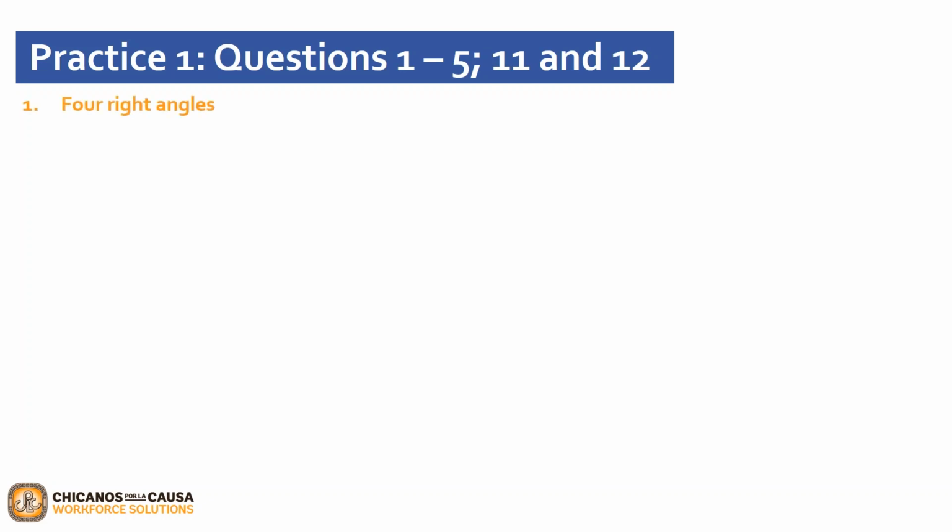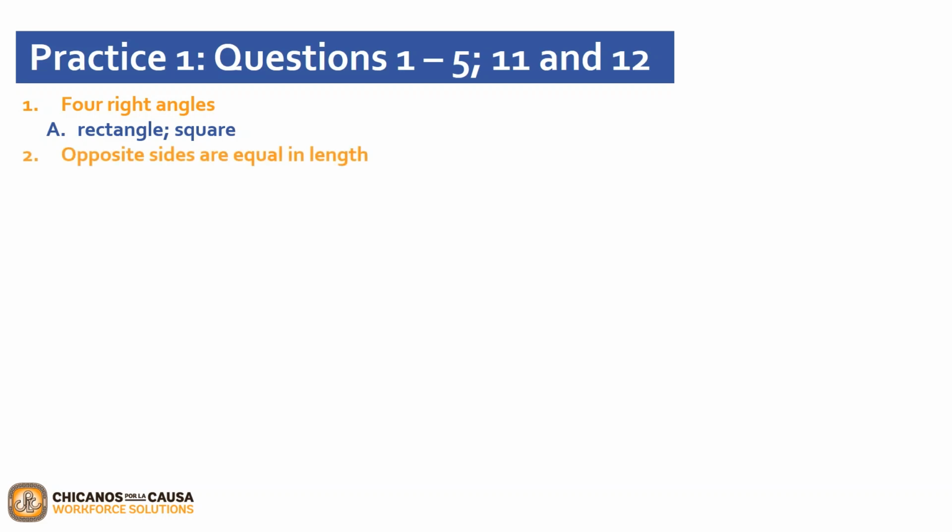All right, so let's get started. For question number 1, it's telling us that this figure has 4 right angles. And remember, we're only applying it to the shapes that we have already learned on page 388. So 4 right angles. I can think of 2. Can you think of 2? The rectangle and the square.